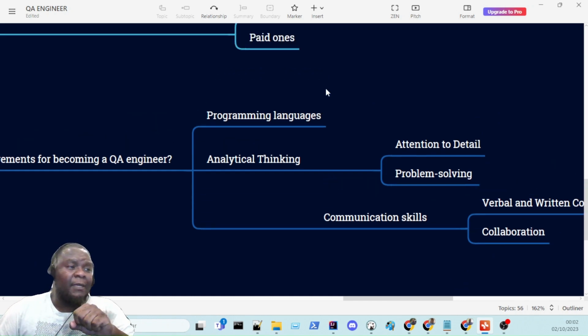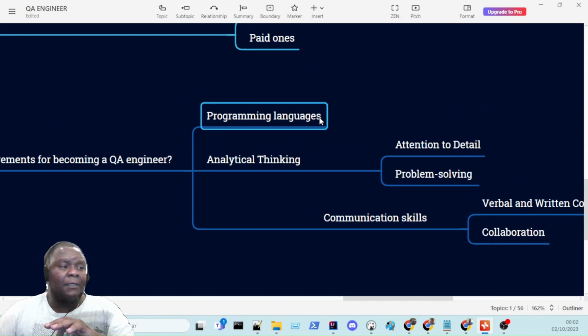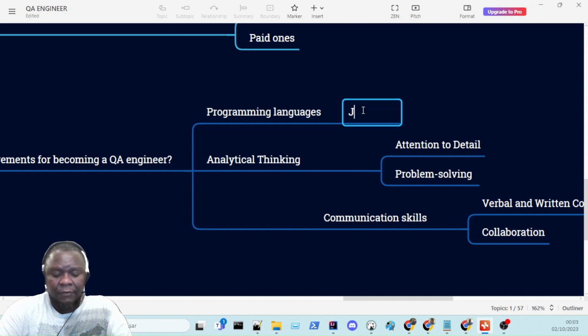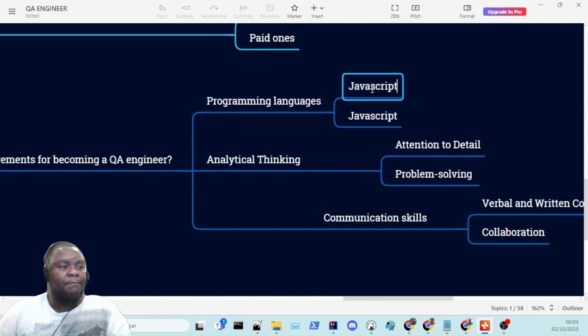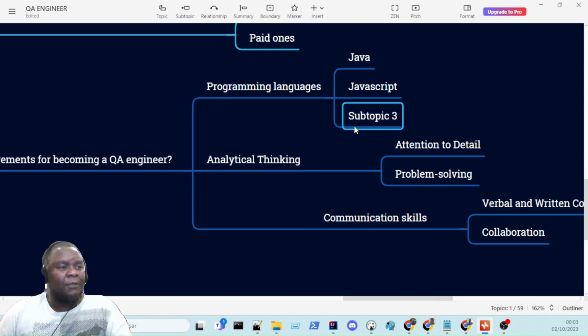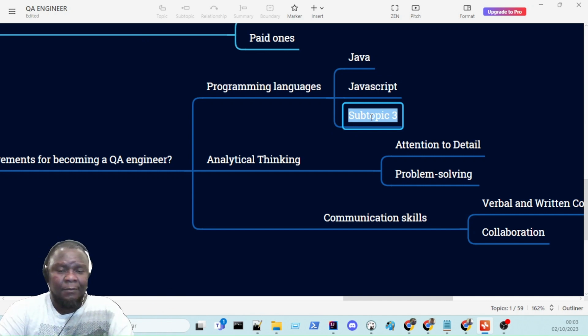The first one is programming languages. You need to understand about the programming languages. For example, JavaScript, and for example, Java, right? If you don't know these programming languages, if you don't understand what I'm talking about, please search on Google or search my channel. Maybe I will record a video about it. And Python, for example.